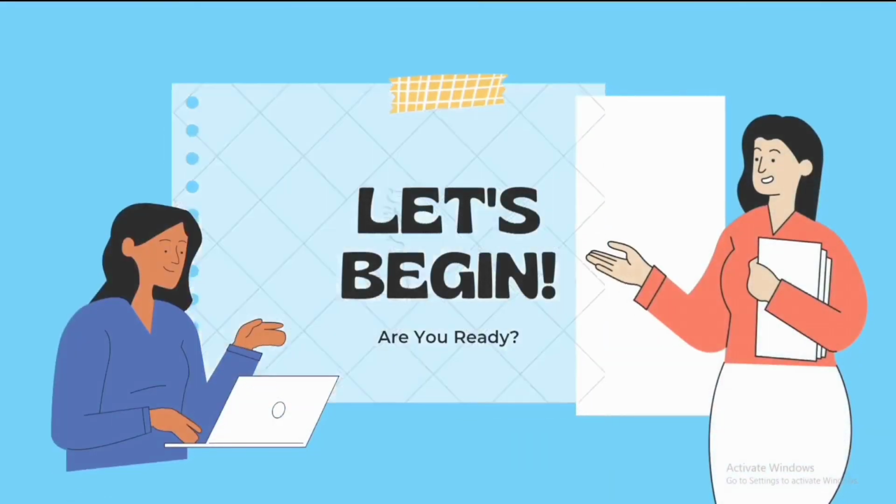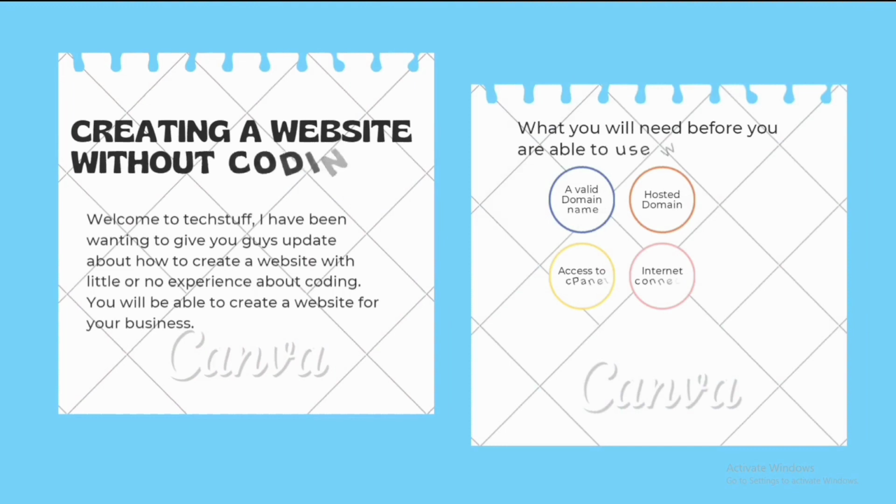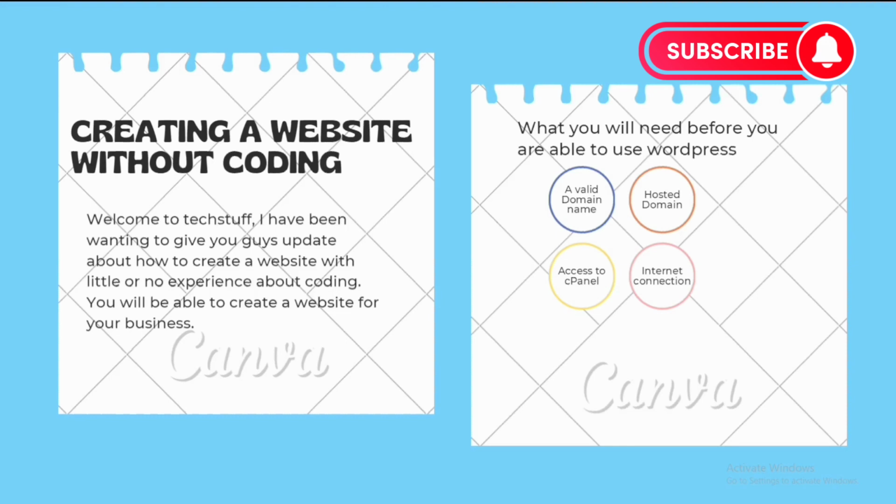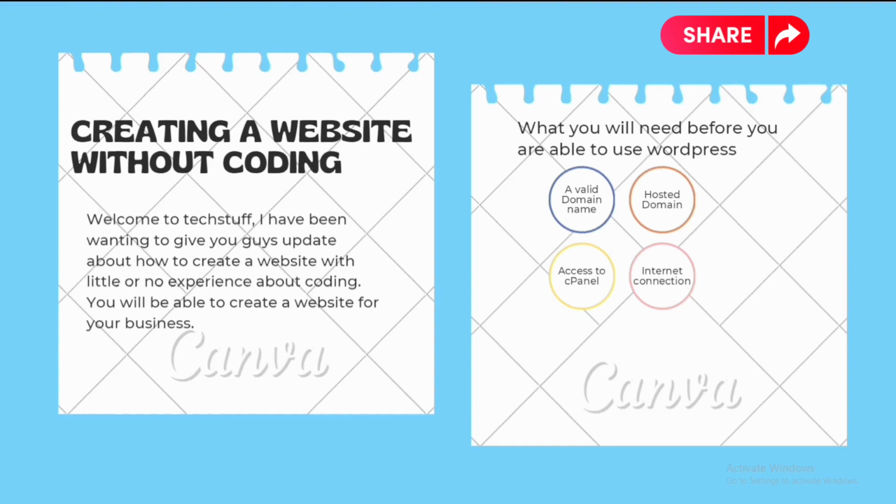So let us begin. To create a website without coding, you will need a few things: a domain name and a hosted domain name, access to the cPanel, and an internet connection. What I mean by domain name is that you need to buy a domain name. It should be around $6 to $10, and you need to host the domain name after you've bought it. After buying and hosting the domain name, you need to be able to access your cPanel, and there must be an internet connection for that.